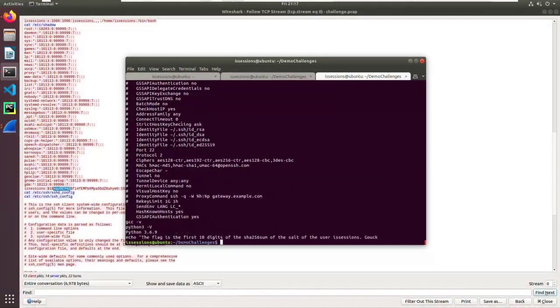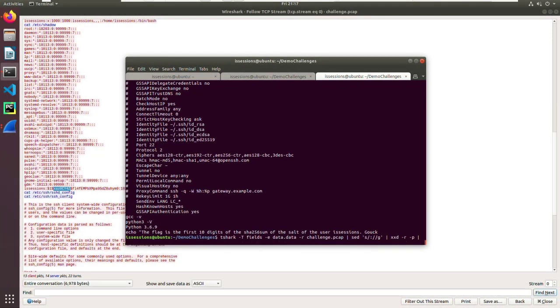So now I know I'm looking for this ISSessions user, right? How do I find the ISSessions user? Well, I can pipe that to egrep. Does anyone know what egrep does? Have you guys done grep in first year? Yeah, a little bit? Okay, cool. So you can pipe it to that.